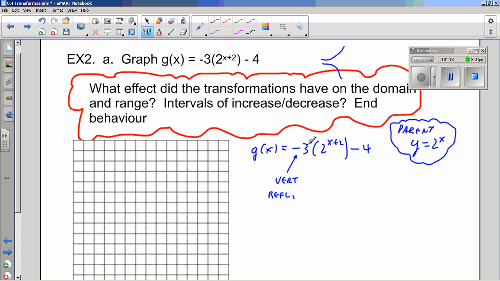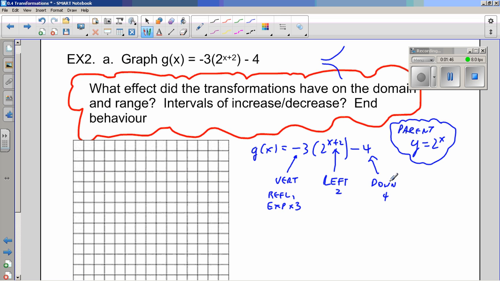So it's a reflection, but it'll also have a 3 multiplied by 3 there. So what does that do? That expands it by a factor of 3. In the direction of y, it's what you would think. Of course, in the direction of x, it's opposite. We think plus 2 would move it right, but it actually moves it left 2. And this 4 isn't in with the x, so it's not affecting x values. It's not moving it horizontally, it's moving it vertically. So this is down 4.